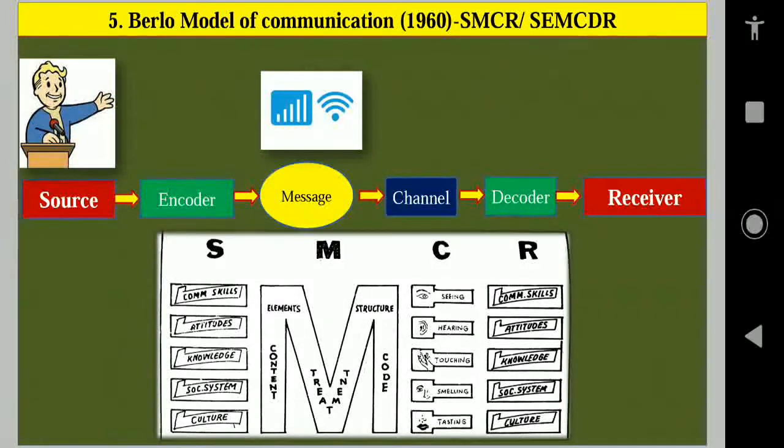Here the SMCDR means source, encoder, message, channel, decoder, receiver. There are six elements. But here the first event developed included major four elements, that is source, message, channel, receiver.